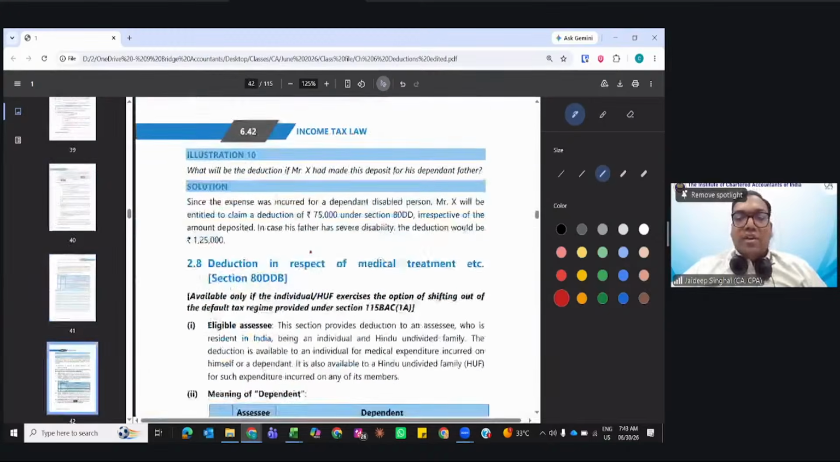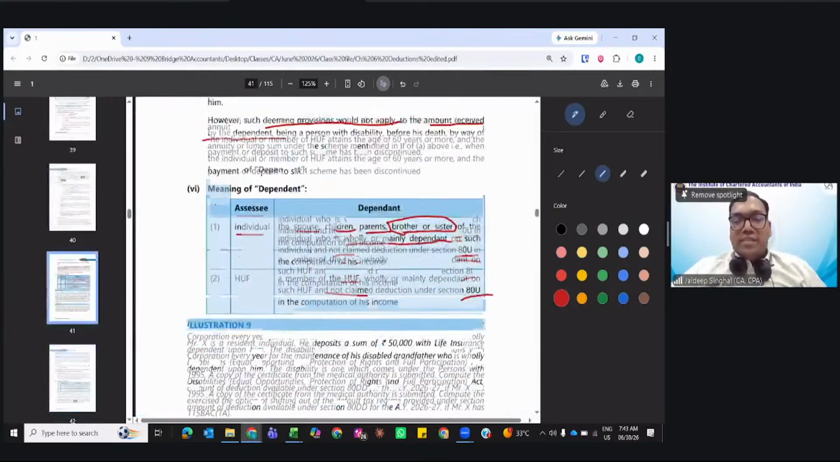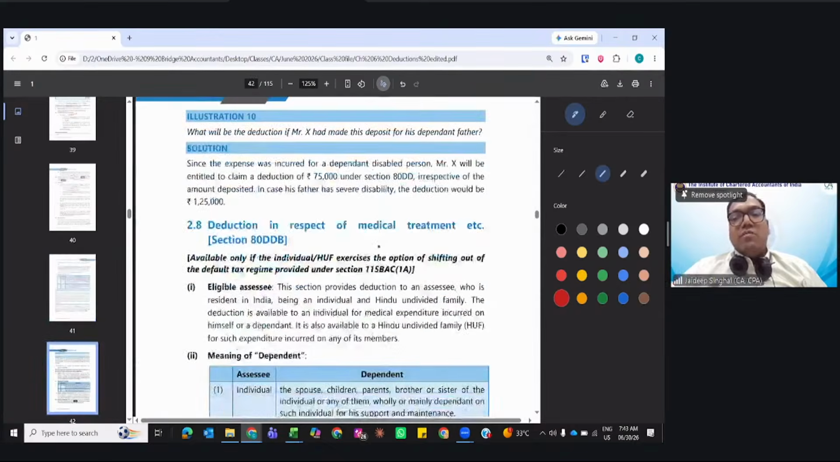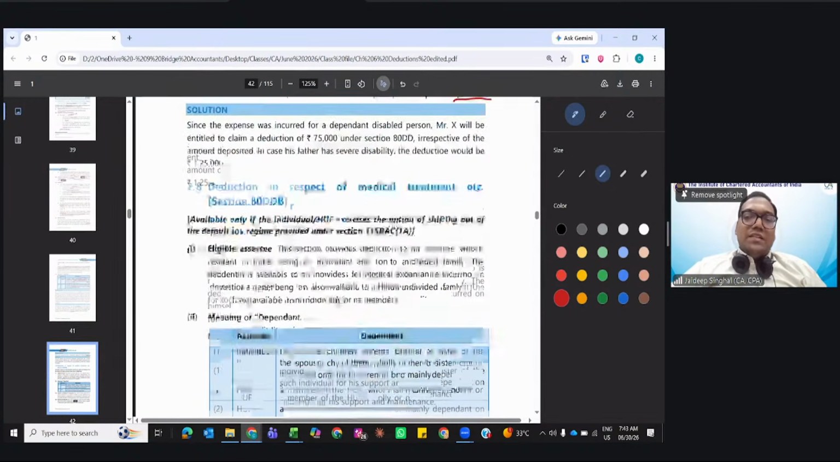This example you can do. These two examples are very simple. It is the first example they have taken for the grandfather. Is grandfather covered in ATDD? The answer is no, it is not covered. Again, then they are asking in the new scheme. In the new scheme, anyways, the deduction is not allowed. So if it is for the dependent father, then it is allowed. Father is covered.